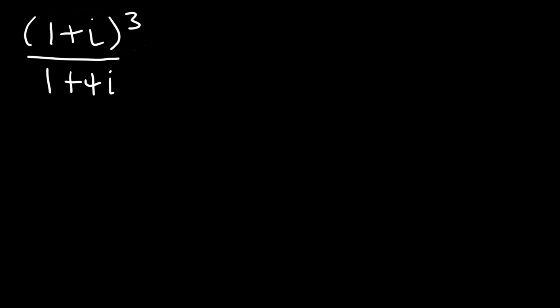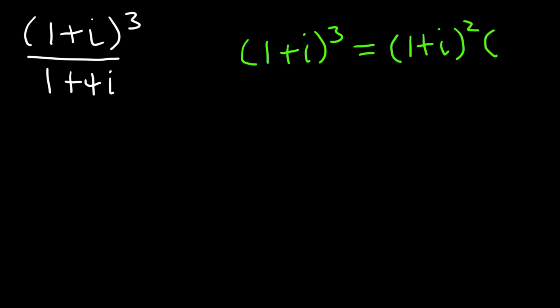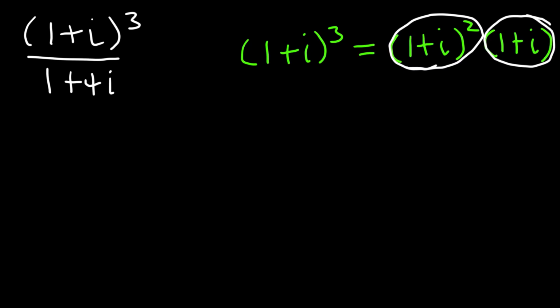Now if you want, you can expand it normally. 1 plus i raised to the power of 3 can also be written as 1 plus i raised to the power of 2 and then times 1 plus i. And then after that, you expand this, and then you multiply the result with 1 plus i. But instead of doing this, I want us to use the binomial expansion.